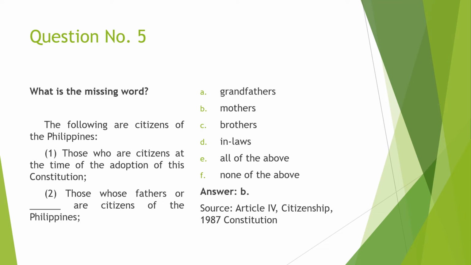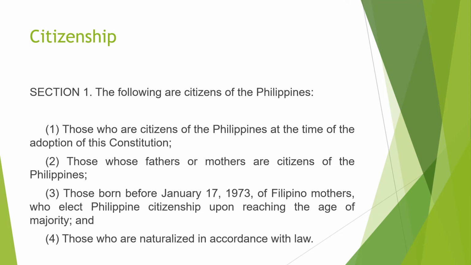The answer is letter B. The source is Article 4, Citizenship of our 1987 Constitution. Reading to you the citizenship provision of the 1987 Constitution. Section 1. The following are citizens of the Philippines. Number 1. Those who are citizens of the Philippines at the time of the adoption of this Constitution. Number 2. Those whose fathers or mothers are citizens of the Philippines.